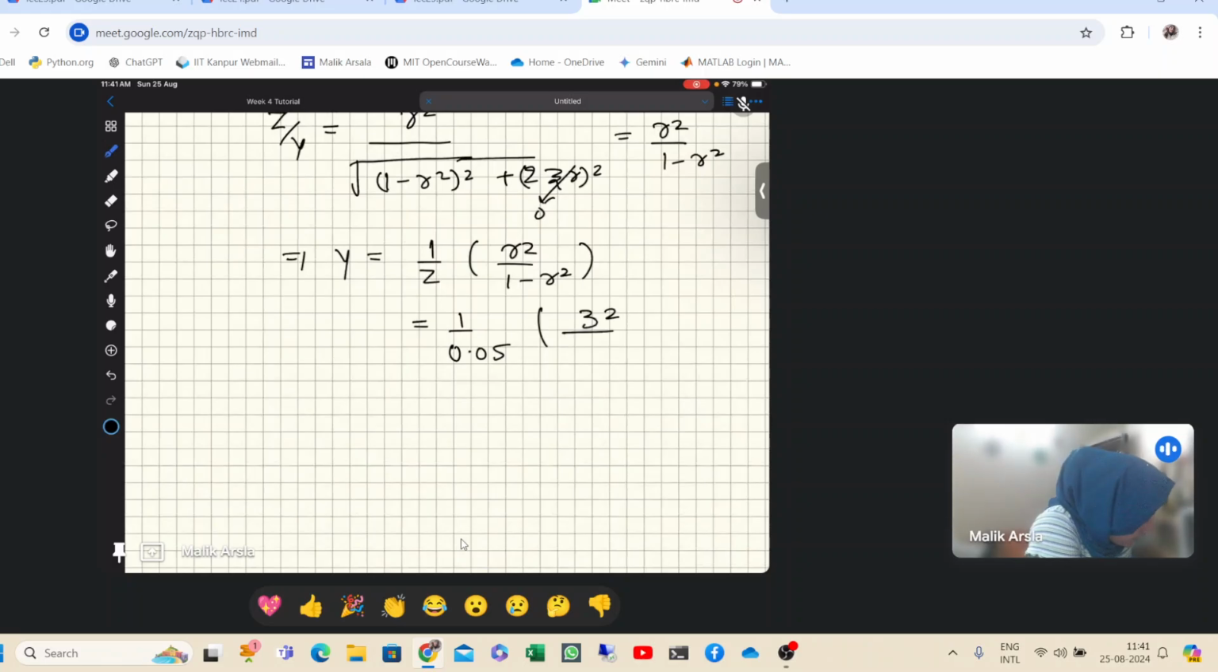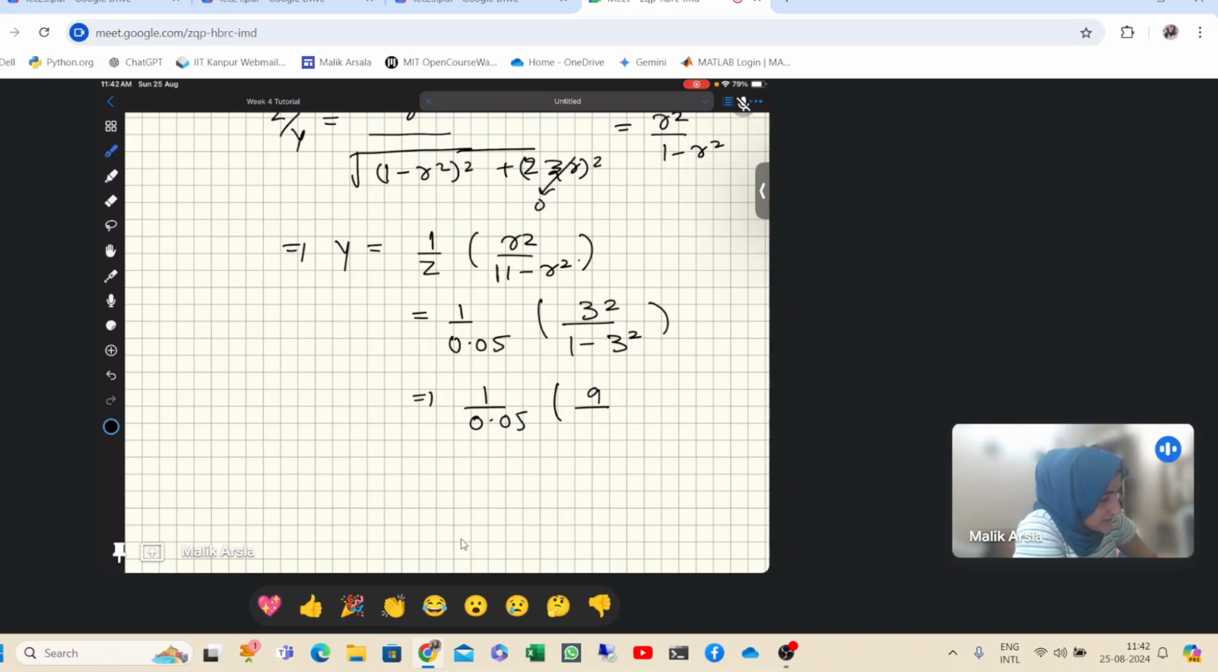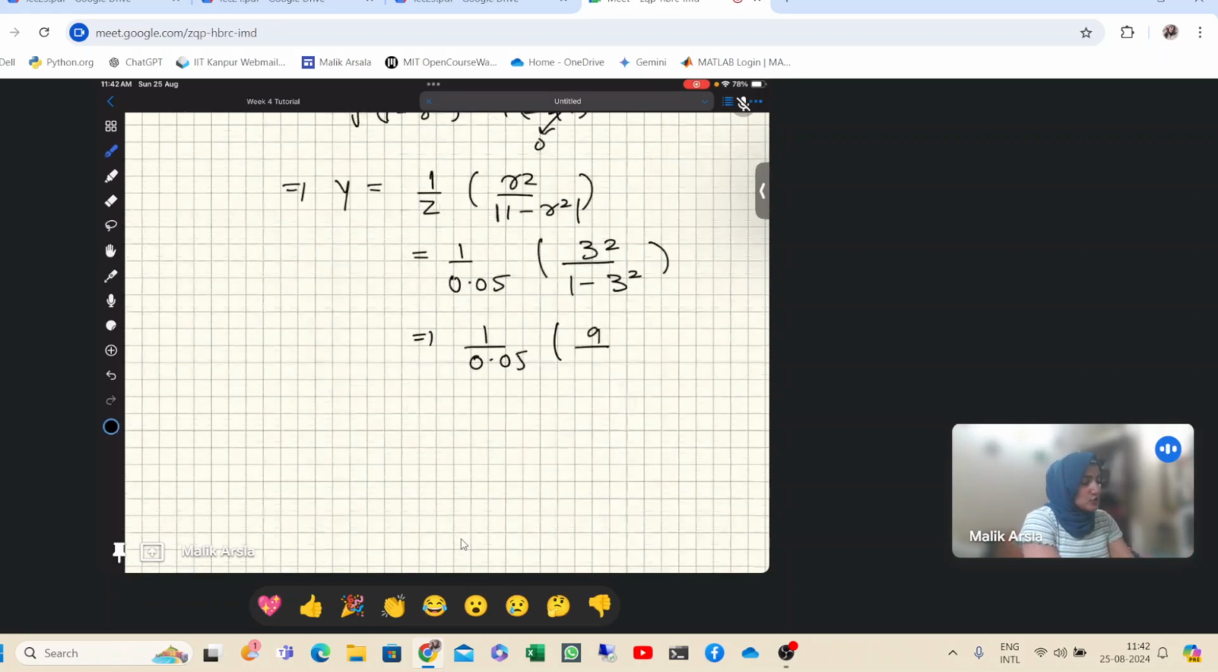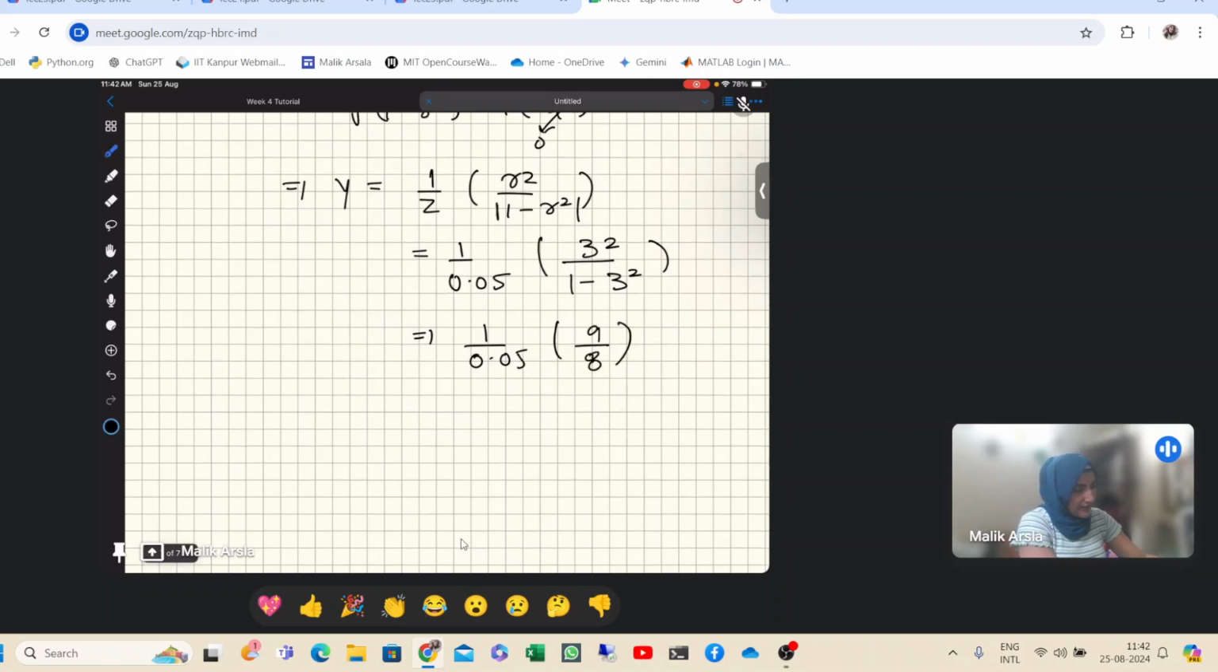So anyways we can do it now. It's 3 square upon 1 minus 3 square. So it will be 1 upon 0.05, so it will be 9 upon. Now here you know that basically we take the modulus of 1 minus r square, because it is whole squared always here, so it will always open with a mod. If it is a negative value, it will open with a negative sign. If it's a positive value, it will open with a positive sign. Since it will come out to be a negative value, we will write it as r square minus 1. So that will be 9 minus 1, which is 8.